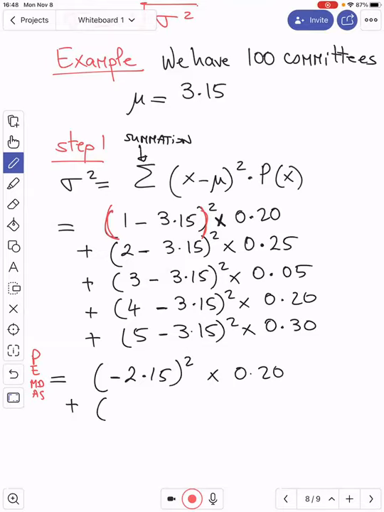All right, and then next time, if you have an exercise, I'm just going to give you the answer, but I'm going to do this in detail so you can see how we compute this standard deviation.